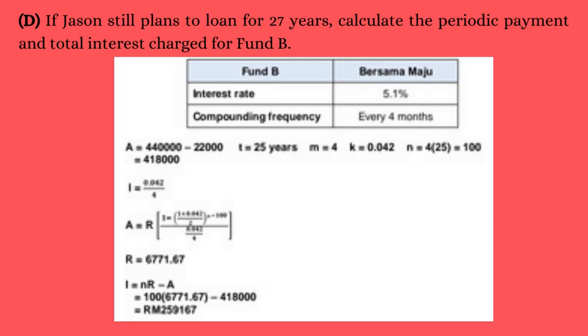So I equal to R times n minus A equal 100. Open the bracket 6771.67 minus 418,000, and then equal ringgit Malaysia is 259167. That is the final answer for question D.